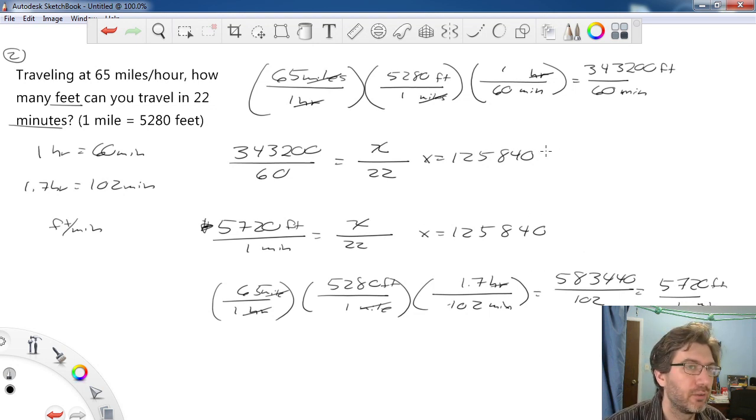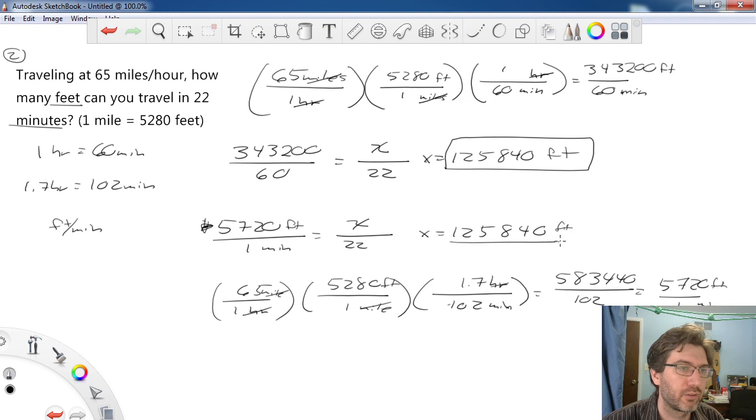And this here, the unit is feet. So how many feet can she travel in 22? That, or technically the same number, but either way you want to do it at the end there. Questions on that one?